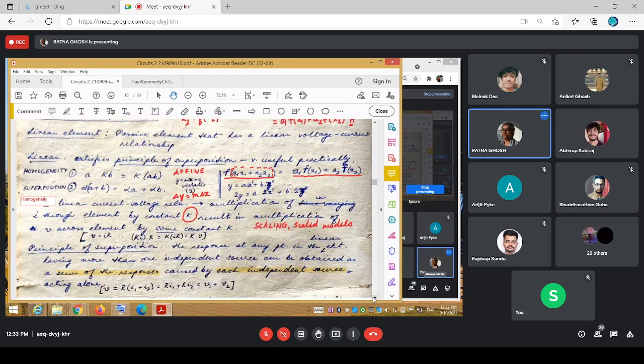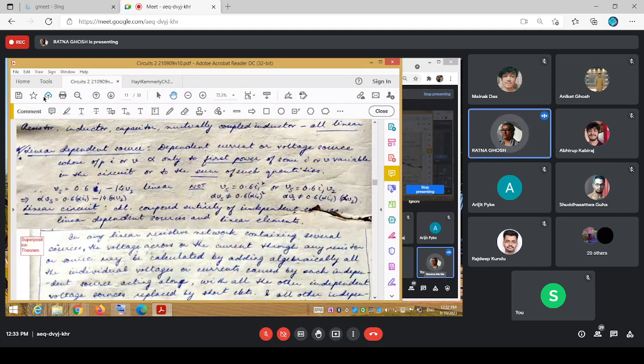Yes. Now, I've already mentioned this one. Now for the dependent sources.